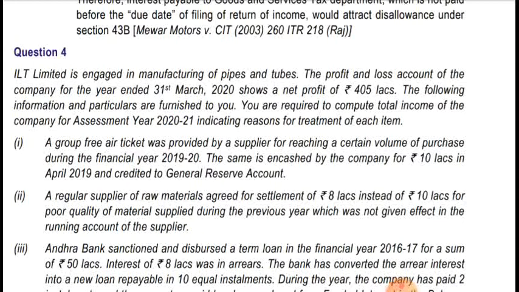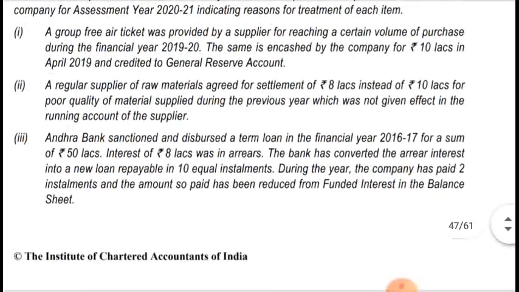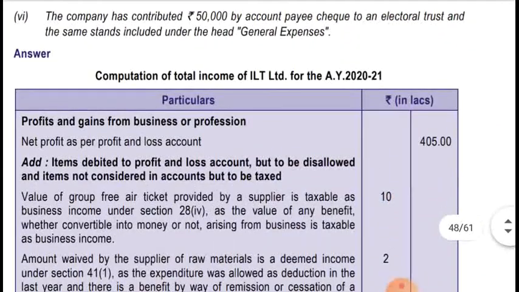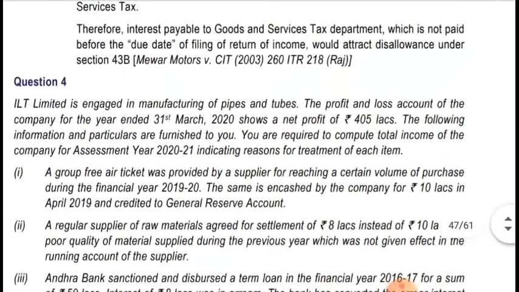A group free air ticket was provided by the supplier for reaching a certain volume of purchase during the financial year 2019-20. The same is encashed by the company for 10 lakhs in April and credited to general reserve. The company is receiving freebies from the supplier. So it will be chargeable to tax, so it will be added while computing the profit and gains of business or profession. In this it has not been considered, so it will be added while computing the business and profession income.